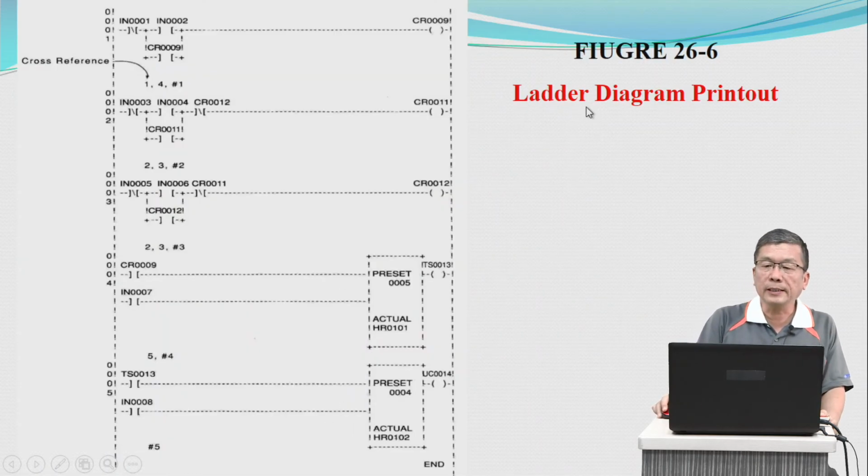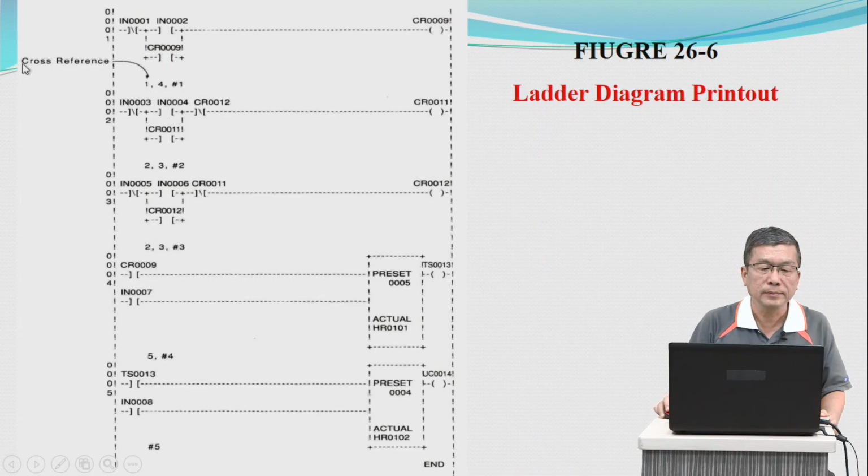This shows the ladder diagram printout. This is a cross-reference number here.